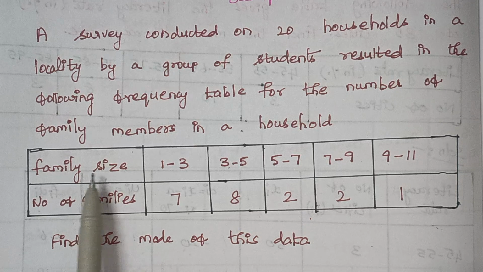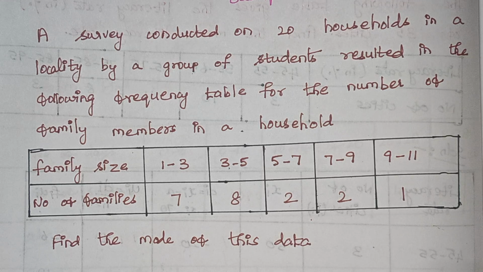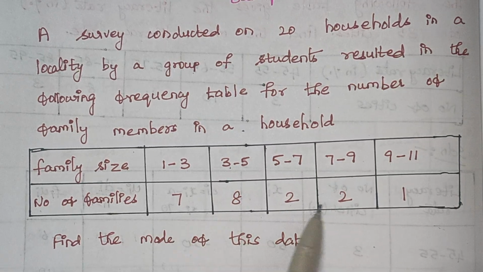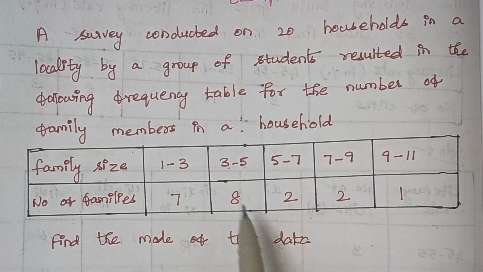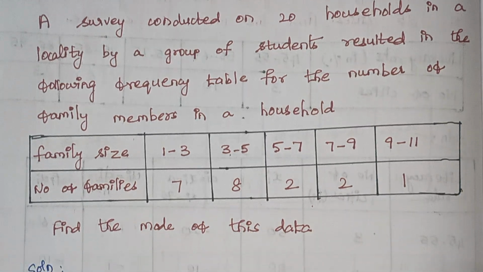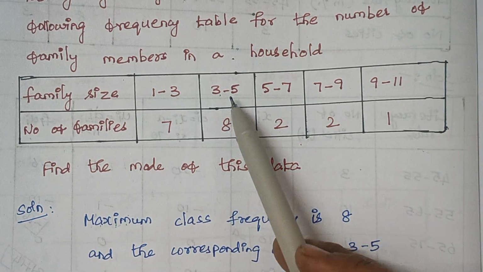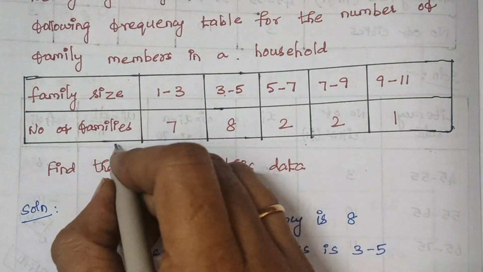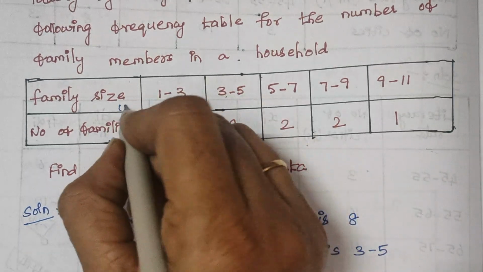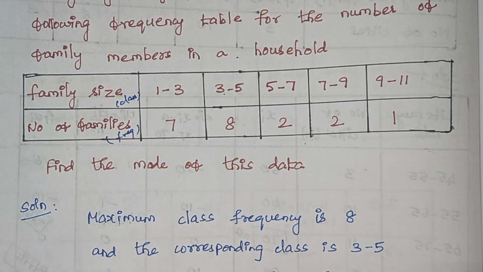Here we are provided with the family size and the number of families. The first thing to note is that you have to select the maximum frequency. The maximum frequency is the highest number given in the second row. What is the biggest number given in this row? It is 8. So the maximum class frequency is 8. What is the corresponding class? The class that corresponds to the maximum frequency is 3 to 5. This we call frequency and this we call class. So the corresponding class is 3 to 5.